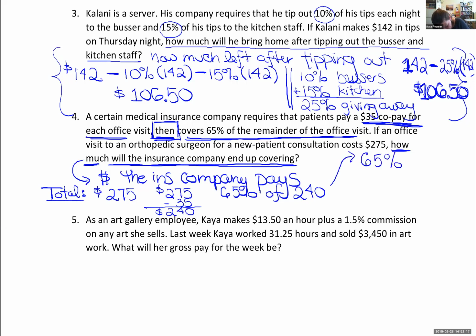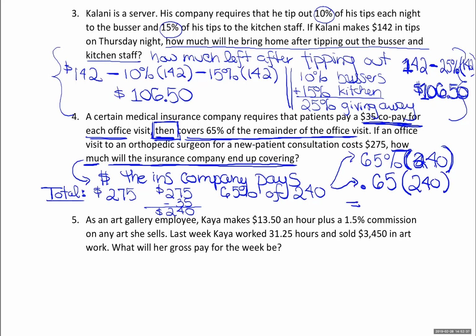65% of 240. Of means multiply. Parentheses mean multiply. Same difference. Or I could type 0.65, which is an equivalent decimal, times 240. They'd both give me the same answer. I don't care which way you go. And I would get 156. Cool. Insurance company is going to kick in $156.